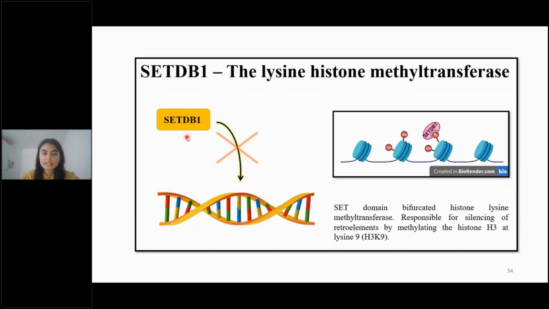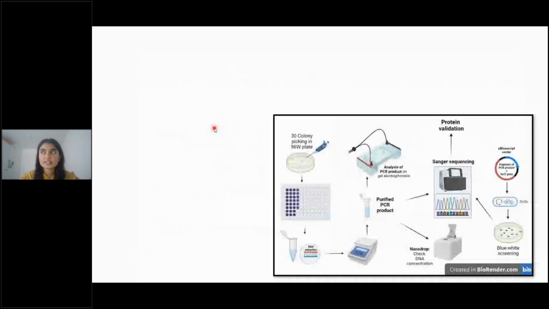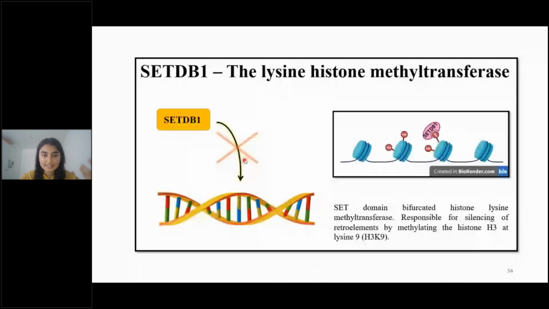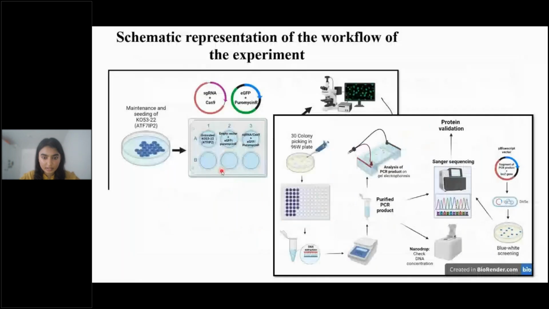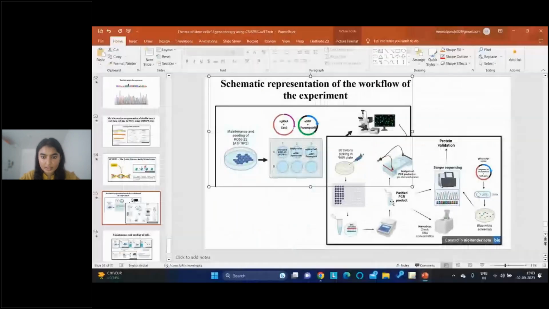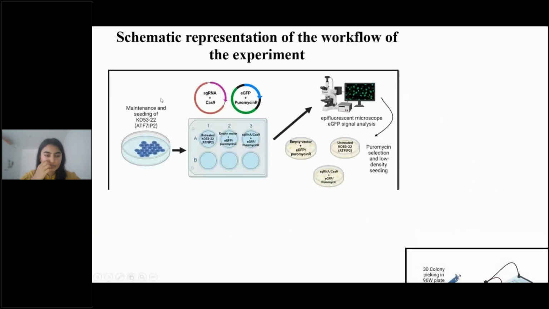Now to study the interaction of this protein, I need to first create a knockout cell line, right? So for this, what I did was first I took this cell plate. I treated it with two plasmids. The first was the plasmid which had eGFP, which is basically a modified form of GFP, and puromycin.